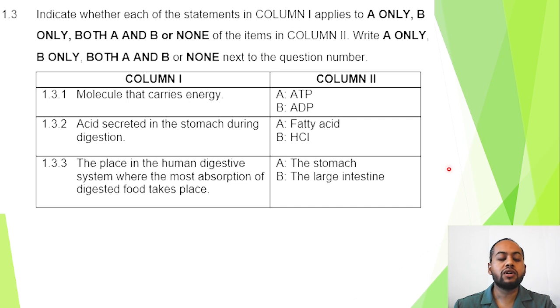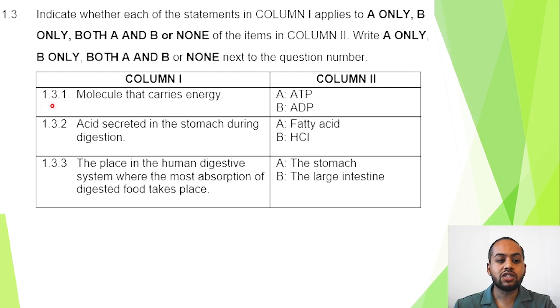The next question focuses on question 1.3, indicating whether each of the statements in column 1 applies to A only, B only, both A and B, or none of the items in column 2. Write A only, B only, both A and B, or none next to the question number. Please make sure that your answer complies with the instruction given in the question.